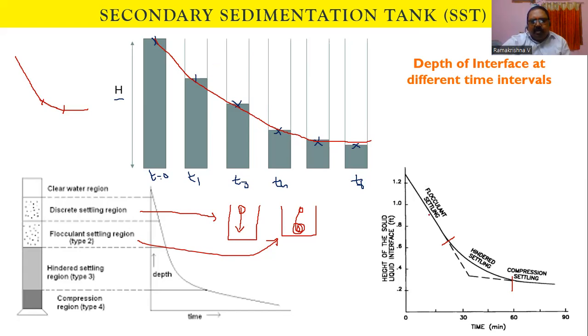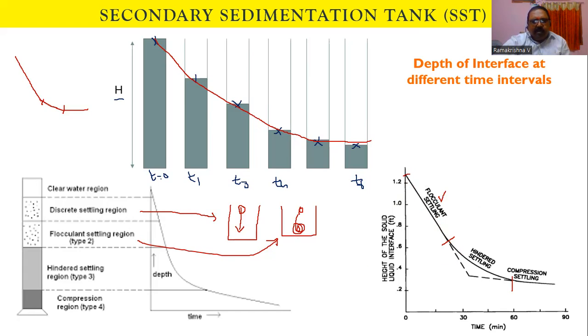Because the particles are denser, for some portion of the time the settling is rapid and linear here. So this is what we call discrete or flocculent settling.